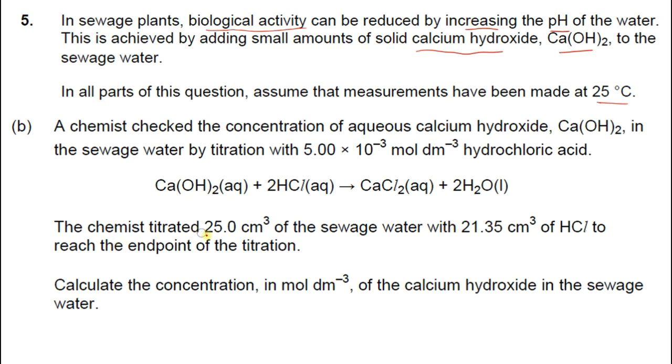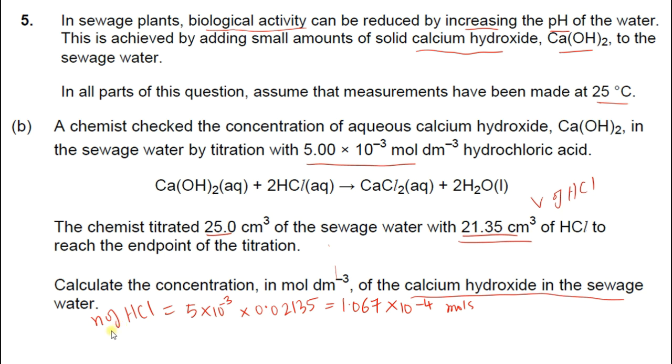The chemist titrated 25 centimeter cube of sewage water with hydrochloric acid. That is the volume of hydrochloric acid used to the end point. Calculate the concentration of the calcium hydroxide in the sewage water. Do we have the concentration of hydrochloric acid? Yes, we have the volume of hydrochloric acid. It's so easy, it's not even pH yet. So you can actually work this out yourself.